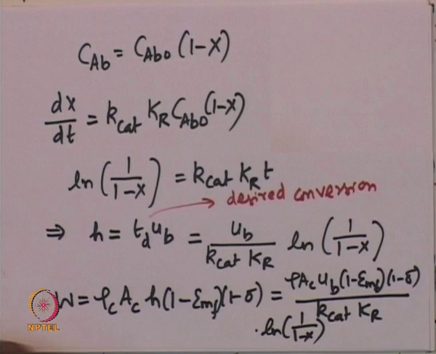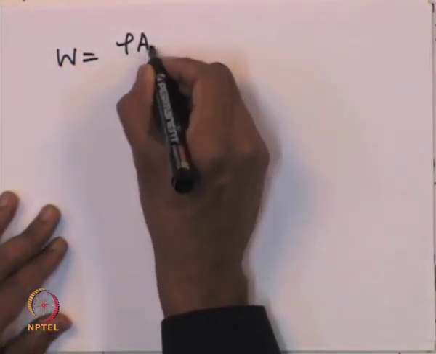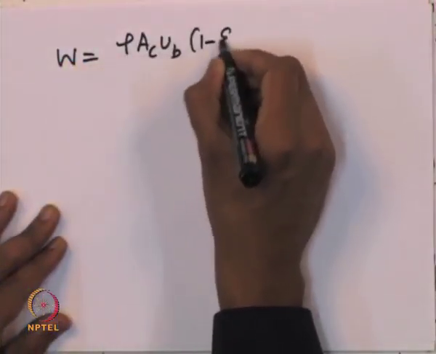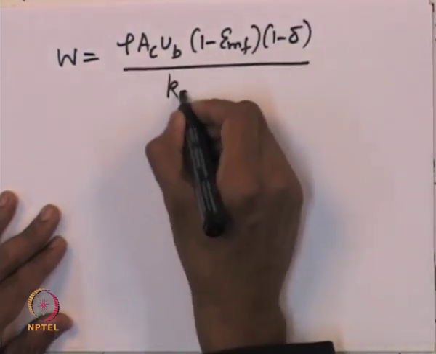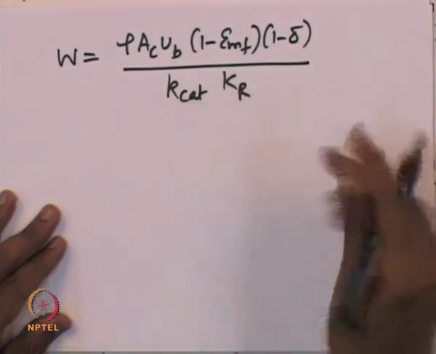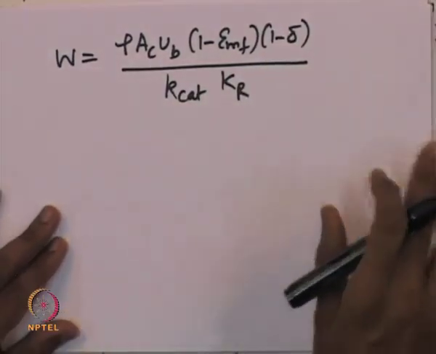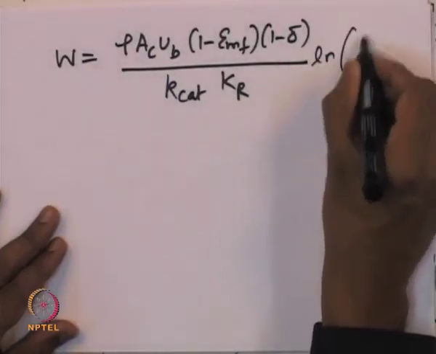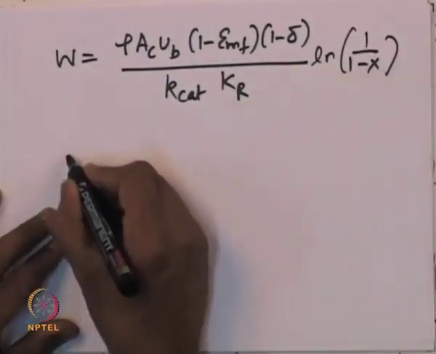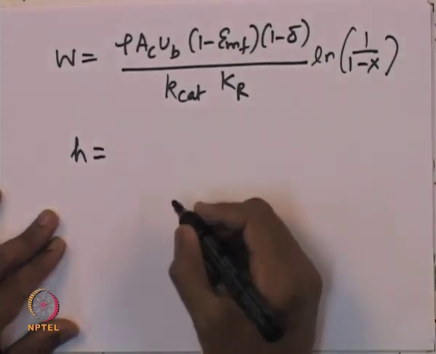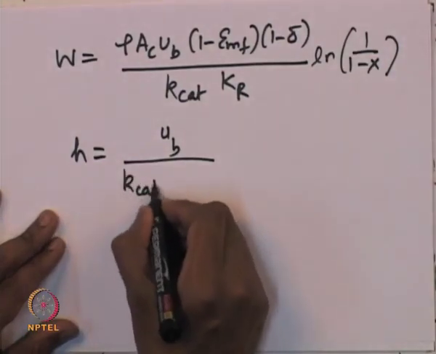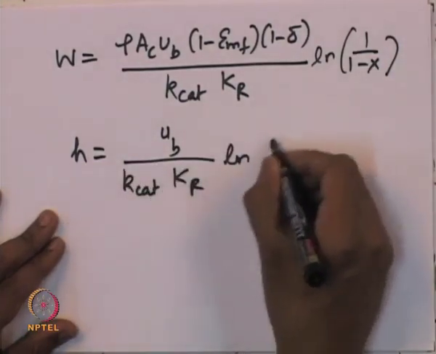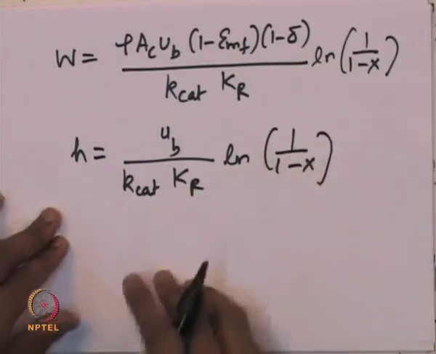Let us quickly rewrite the expression for the weight of the catalyst. That is given by rho_C A_C U_B into 1 minus epsilon_MF into 1 minus delta divided by K_cat into Kr, which reflects the overall resistance, into ln of 1 by 1 minus x. And the height required for the bed, which is an important design parameter, is U_B divided by K_cat into Kr into ln of 1 by 1 minus x.